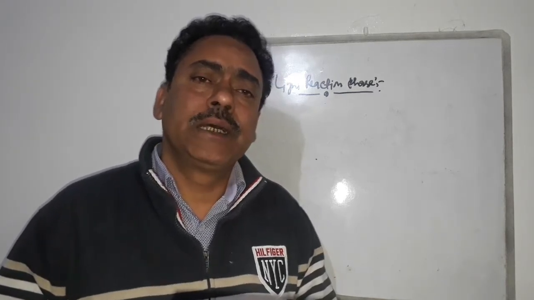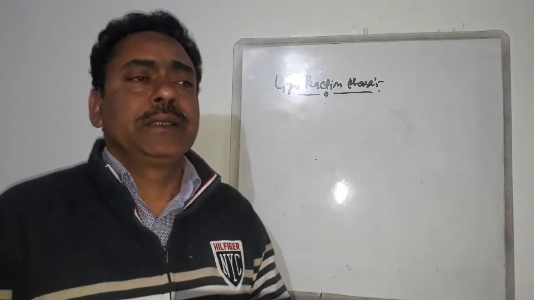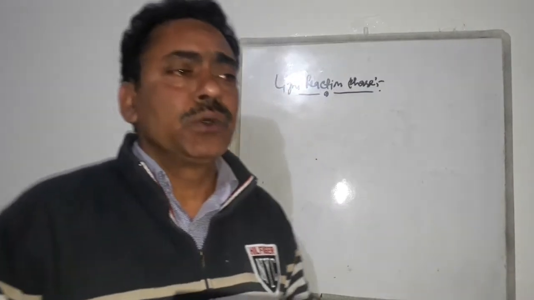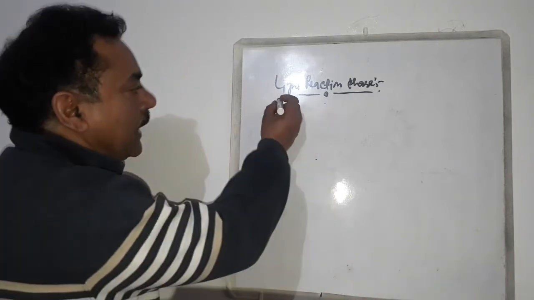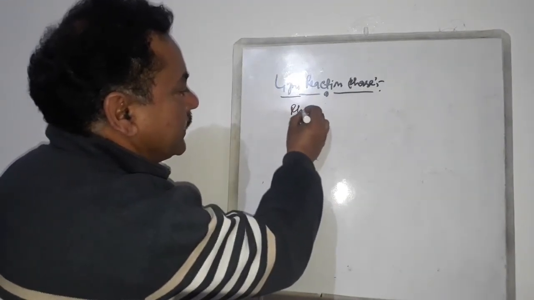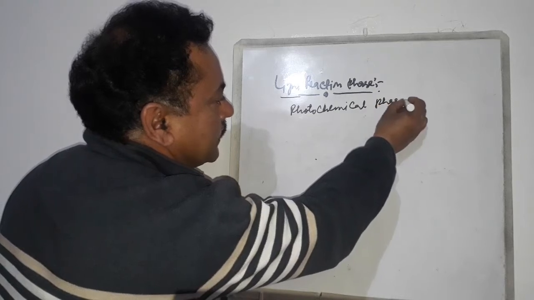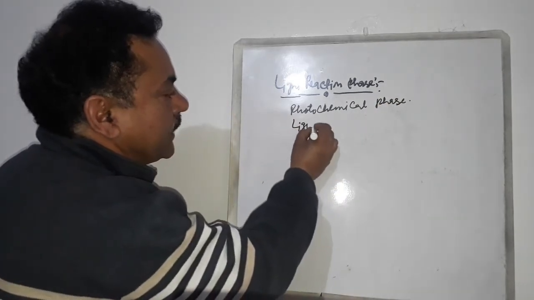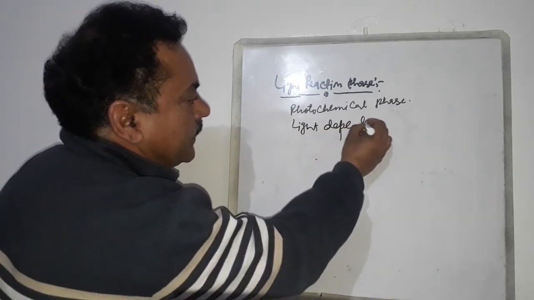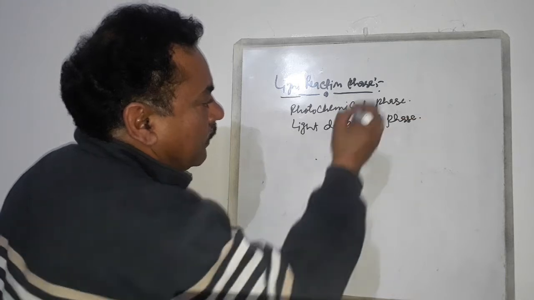So this was an overview of the two phases of photosynthesis, where you can see that the two phases are connected through the expenditure of assimilatory power in the second phase that was produced in the first phase. So now let us take a look at the mechanism of light reaction. Light reaction you already call the photochemical phase of photosynthesis, or you can call it the light dependent phase of photosynthesis.